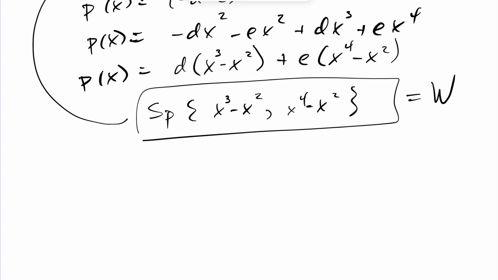You can see these two polynomials are linearly independent. You can't write one as the other or vice versa. So therefore, I know that a basis for this set is the following 2, and therefore the dimension of W is going to be 2 here.